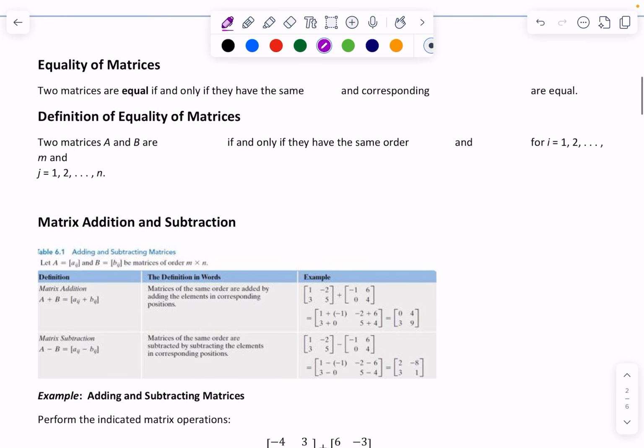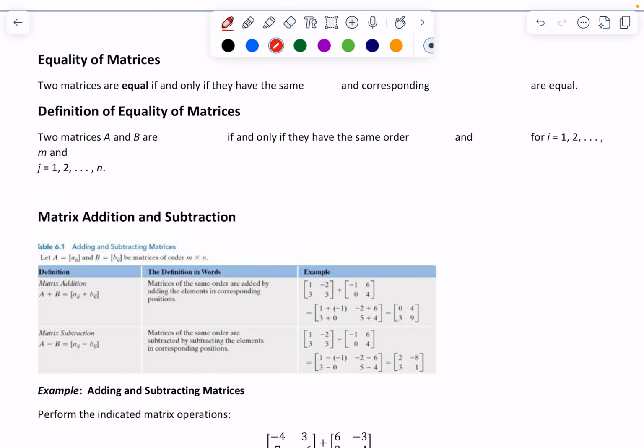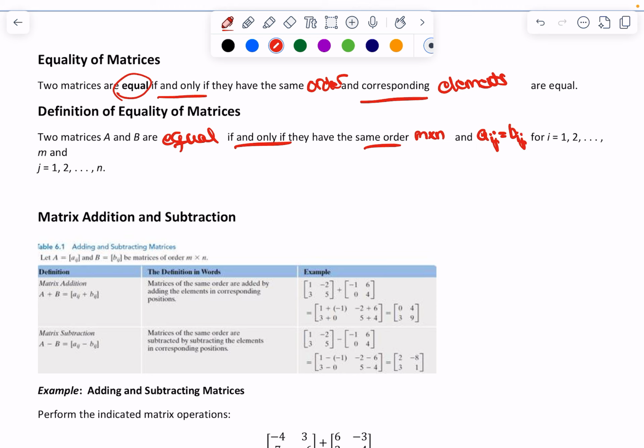Okay, equality of matrices. Two matrices are equal if and only if they have the same order and corresponding elements are equal. Now, definition of equality of matrices: two matrices A and B are equal if and only if they have the same order M by N and Aij equals Bij for i equals 1, 2 all the way to M and j equals 1, 2 all the way to N.